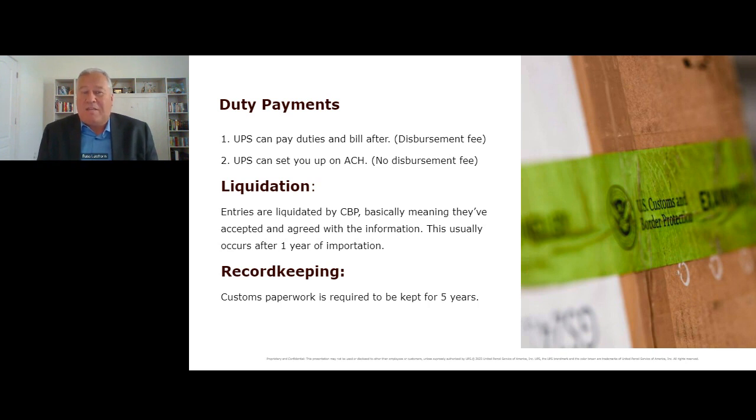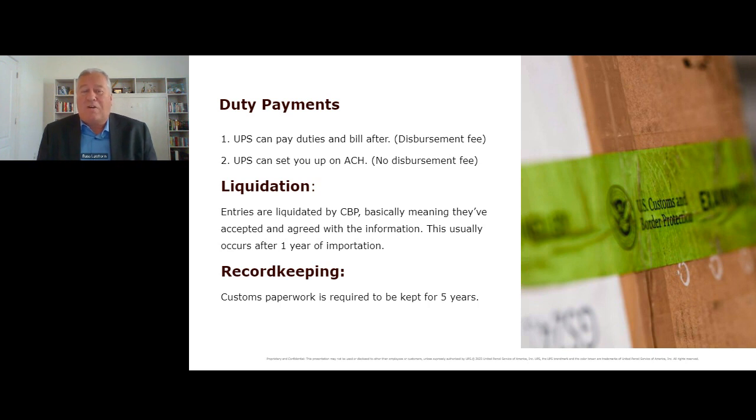In the video, it talked about liquidation, and entries are liquidated by CBP. It basically means they've been looked at, they're accepted, they've agreed with the information. Usually it occurs after 1 year, typically 314 days later. I like to think of it as closing the file, storing it, and putting it away. CBP is not going to come back on you unless they do a 5-year audit on your entry and importations.